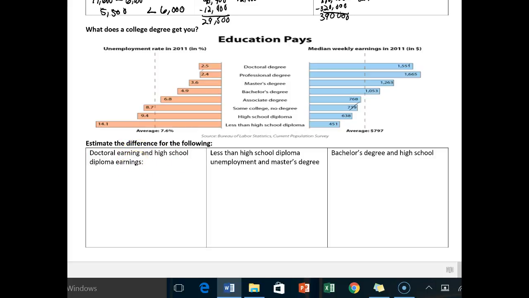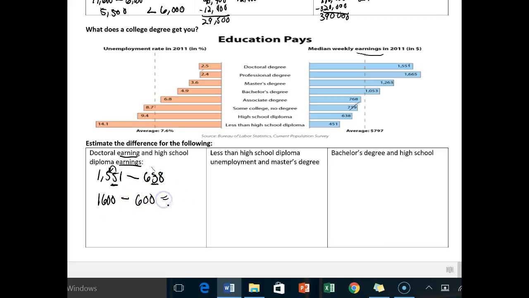So we want the earnings, so we're looking at this one right here because the keyword earning told us to look at that one. So we want the doctoral, which is about 1,551, minus the high school diploma earning. So high school diploma, which is 638. So now I want to estimate, so let's round this to the nearest hundred. So here's the 100 spot, so I'll look at the 10 spot, tells me to round up. So 1,600 minus, here's the 100 spot, so I look at the 10 spot, tells me to round down, so stay the same, 600.